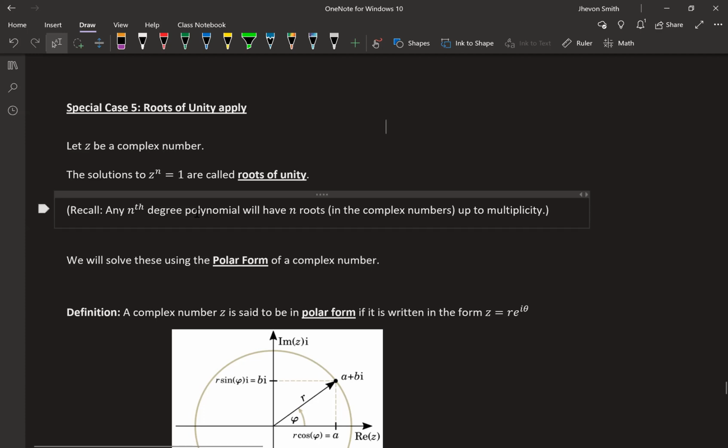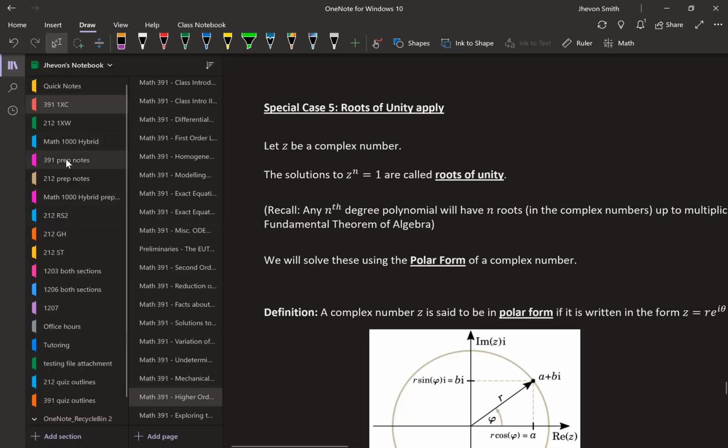And you can also recall that any nth degree polynomial will have n roots in the complex numbers up to multiplicity. This is something that is called the fundamental theorem of algebra. So it's a very important theorem, right? That's the theorem that tells us that we can actually solve.